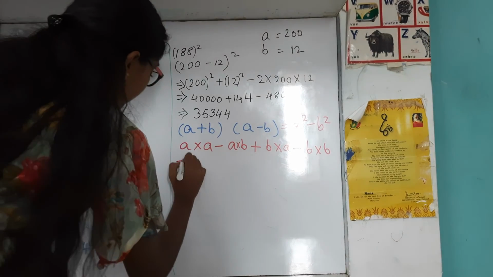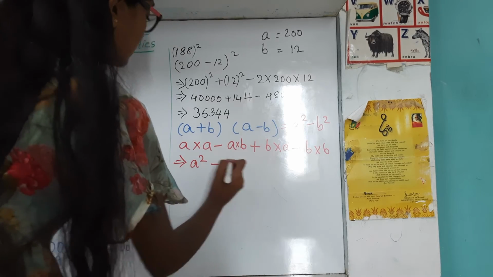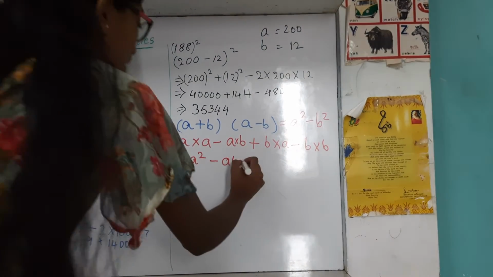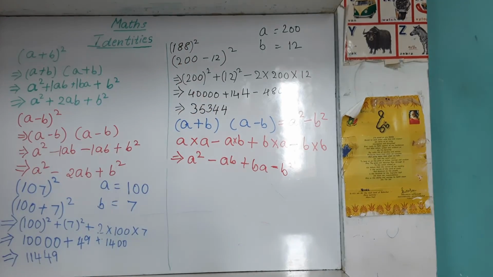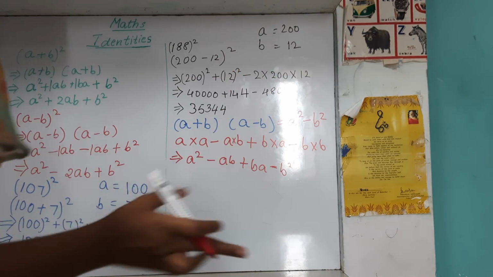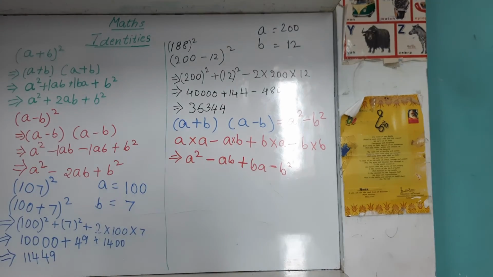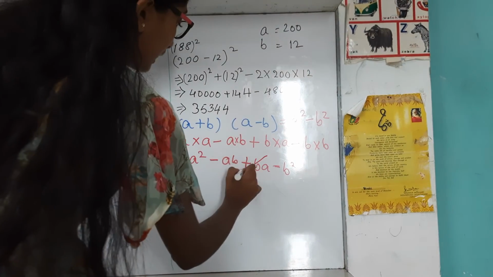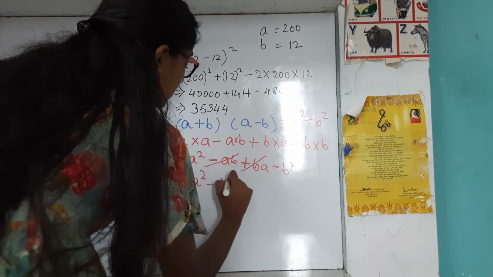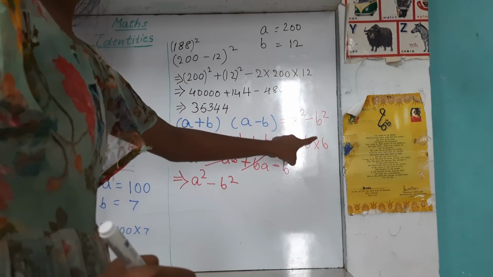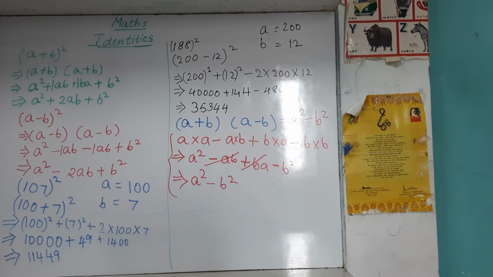So let us multiply: a square minus ab. Now I am writing it as ab. Now as you know, plus ba minus b square. You have studied addition of integers: this is minus and this is plus. Minus and plus get cancelled. So I'll cancel these 2 terms and my remaining terms are a square minus b square. So I got it here, a square minus b square. To derive this, I did all this process.